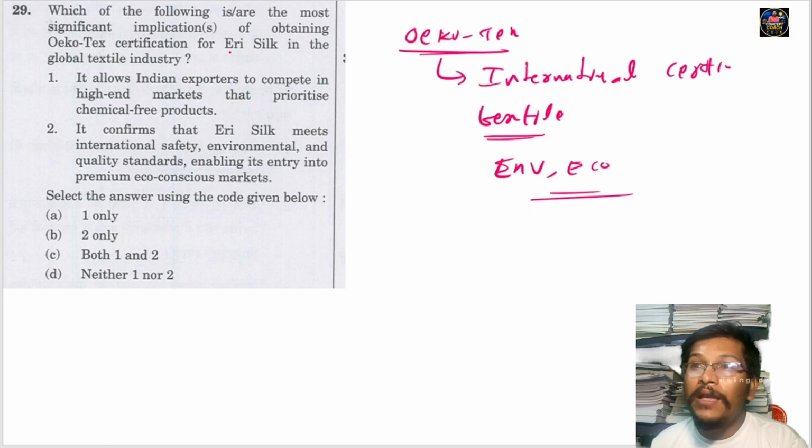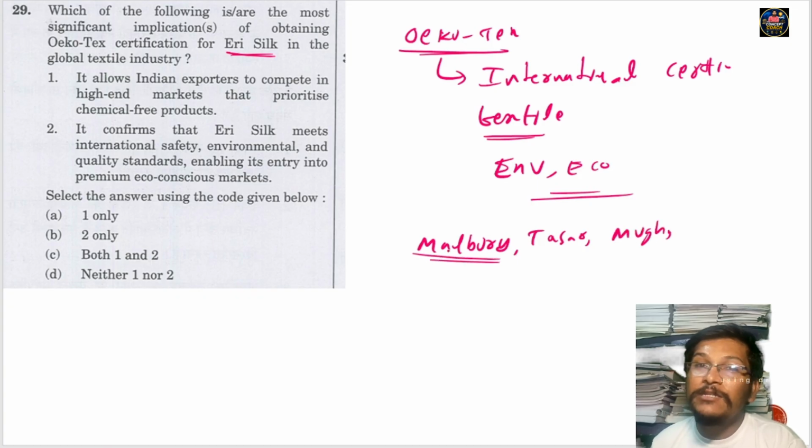Next, coming to Eri silk. Eri silk is one of the four natural silks. The remaining three are mulberry silk, tussar silk, and muga silk. Mulberry silk is produced in Karnataka and Andhra Pradesh, tussar is produced in Chhattisgarh and Jharkhand, and muga is produced in Assam. And Eri silk is produced in Assam, Arunachal Pradesh, and Meghalaya. This is the background which we must know before attempting this question.